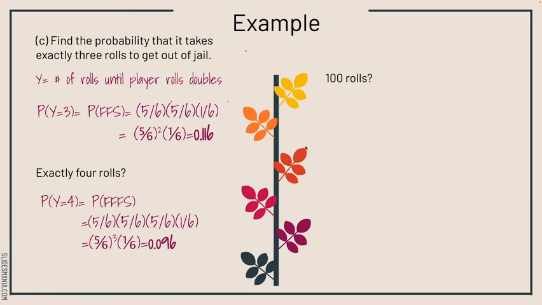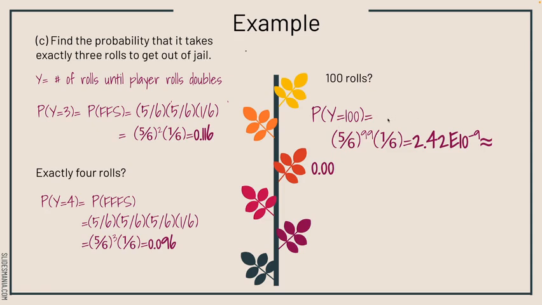All right, what about 100 rolls? We would have to write this as fail 99 times, and then 1 success. So that would look like this. 5/6 to the 99 times 1/6 is 2.42 e to the negative 10. You never write this though. We would want to approximate this as 0.00, because this is 9 places to the left, which would be a lot of zeros. So we're going to approximate it to be 0. So this is most certainly not going to happen.